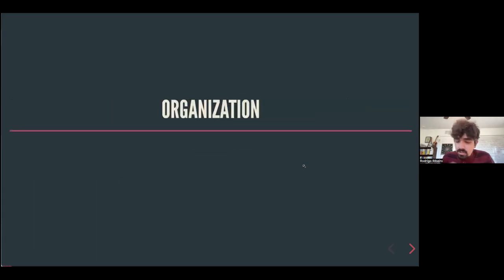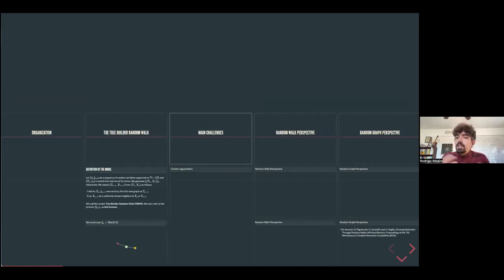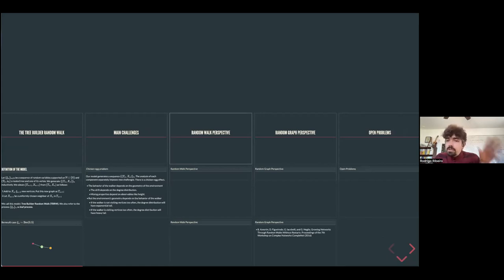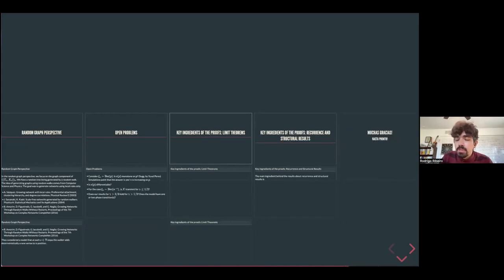Okay, so I divided this talk into more or less five or six moments. We're going to begin with the definition of the model, what I mean by the tree builder random walk. And then I'm going to talk about some of the technical challenges that you face when dealing with this model. Later, this is a model that you can see from two different perspectives. You can see it as a random walk in a random media or a random graph model. So I'm going to discuss these two perspectives separately. And then I will discuss a little bit about some interesting open problems. And if time allows, I will say a couple of words about the proofs.